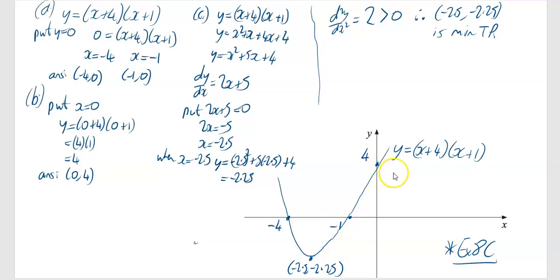The other key thing I've done is I've labeled my curve, and generally it's good practice to label your curve as it is given in the question. You're not going to lose any marks if you write your curve in this form, but generally it's good to write it whichever way they give it to you. Okay folks, you're now ready to do exercise 8C.